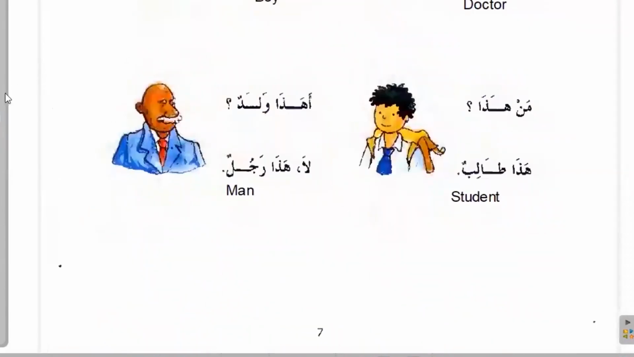So you can see man haza. They are also asking us man haza, who is this? Haza talibun. This is a student. Haza waladun, is this a young boy? No. Obviously, you can see. So we answer la, no. Haza rajulun. This is a man. Rajulun means a man.